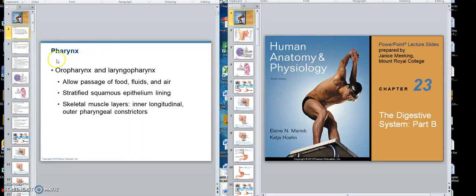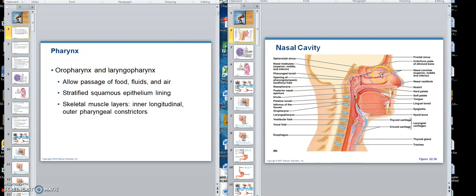The pharynx: oropharynx, laryngopharynx. We saw this picture before. We have a nasopharynx, an oropharynx, and a laryngopharynx. That's the epiglottis. So we're interested now in the oropharynx and the laryngopharynx, and really more the oropharynx, because remember the fork in the road comes at the laryngopharynx area where food and air separate. Allow passage of food, fluids, and air. Okay, that's going to be the oropharynx and the laryngopharynx. Stratified squamous epithelium, skeletal muscle layers, inner longitudinal, outer pharyngeal constrictors.